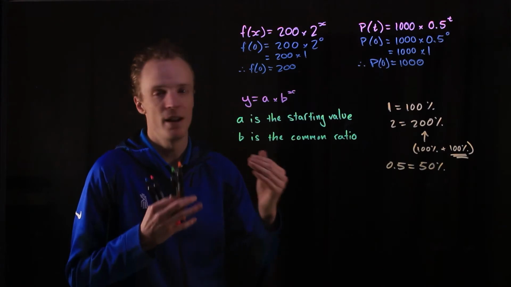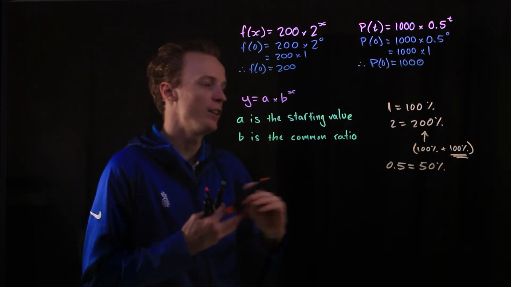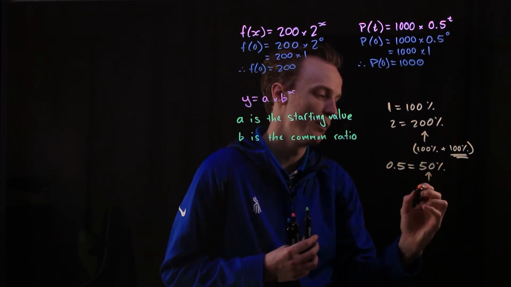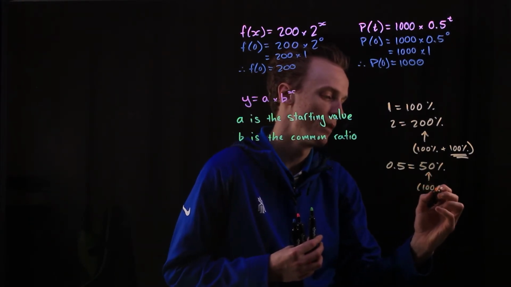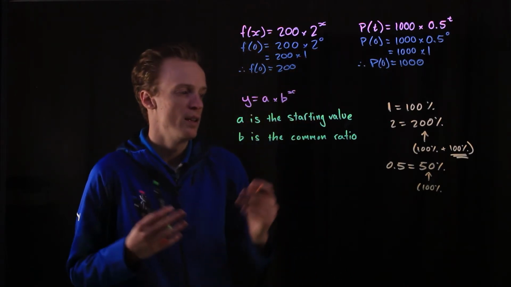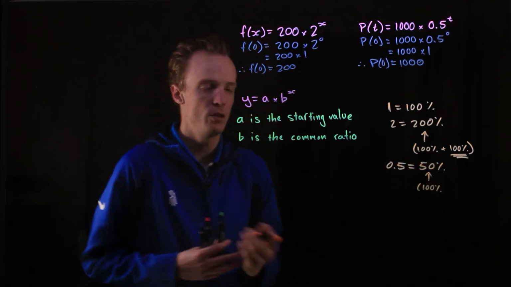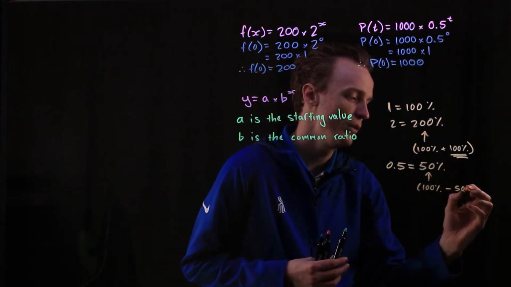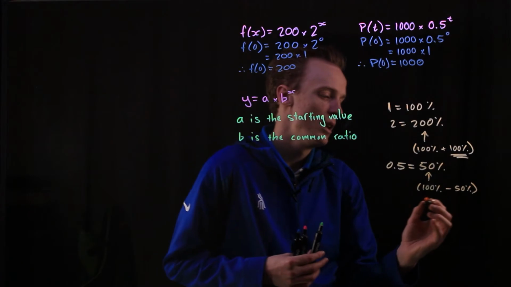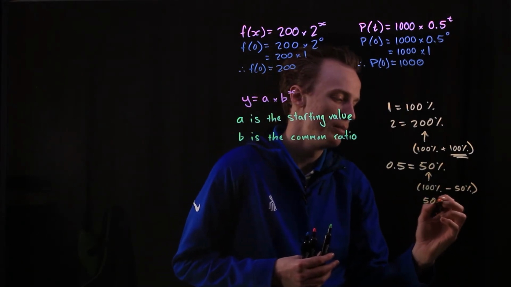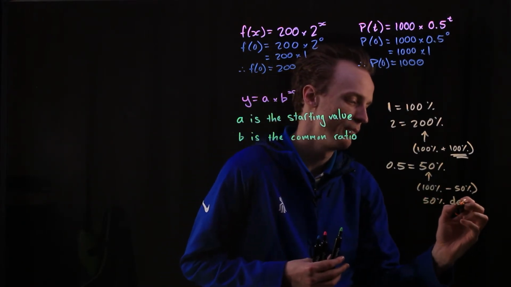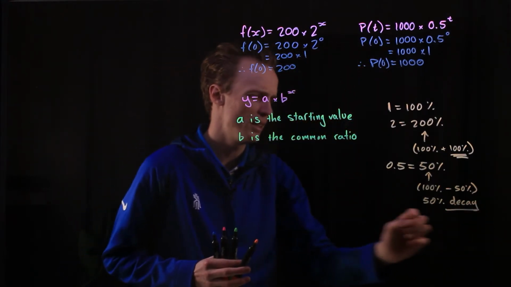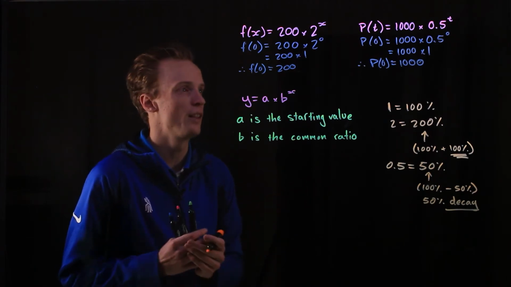Now, to look at how much it's decreasing by, we've actually got to do the opposite. We've got to have our 100% that we started with, and we've got to look at subtracting this value to work out how much it's decreasing by every time. So in this case, we're subtracting 50% to get to this, which means that we've got 50% decay in this one here.